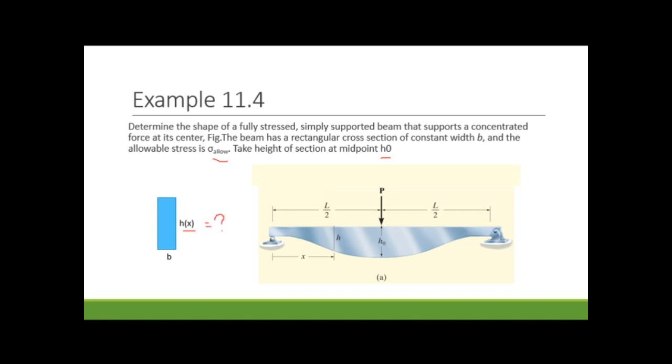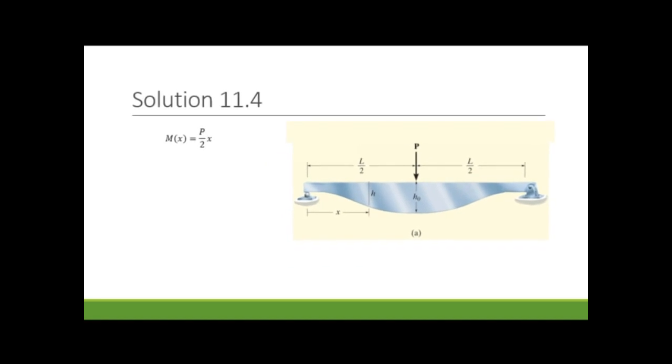First of all, we generate the Mx formulation. This is a very simple loading type, therefore we can easily generate the moment formulation: Mx is P over 2 times x. How do we find it? If you have any trouble, I will show you. The reactions are P over 2 and P over 2.